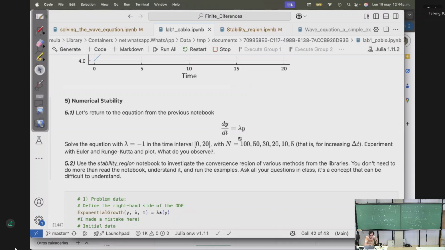So if the eigenvalues have a positive real part, then there's nothing we can do. It will just grow and diverge. While if they have a negative real part, then we can do something. And if they are purely imaginary, then we can do nothing with Euler, for example, but we can do something with some Runge-Kutta schemes.